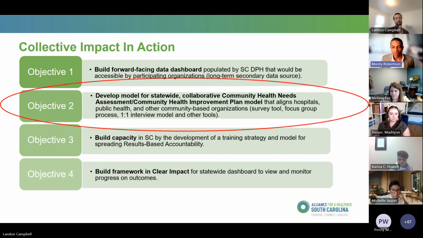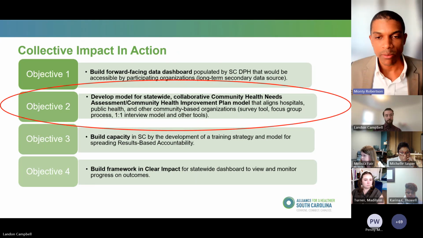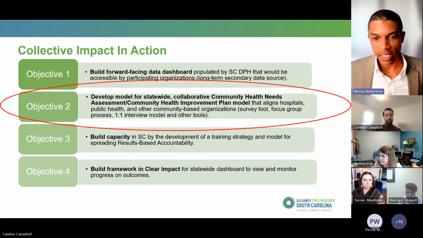I shared this with you if you were on the first webinar, but we have 4 objectives in this work. Number 1 is building a forward-facing dashboard. I know a lot of you on your community health needs assessment need access to data. So we're partnered with the Department of Public Health to build out a data dashboard. Hopefully in the next couple months, we'll be able to release that so you have easily accessible data for your community health needs assessment, but also to understand the status of the communities that you serve. So we'll have that up and running in the next couple months.